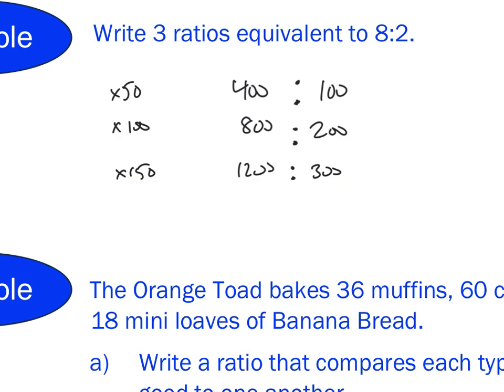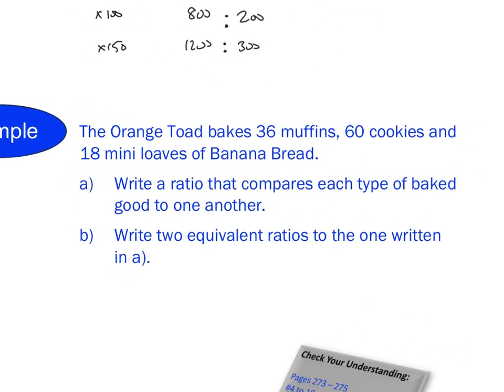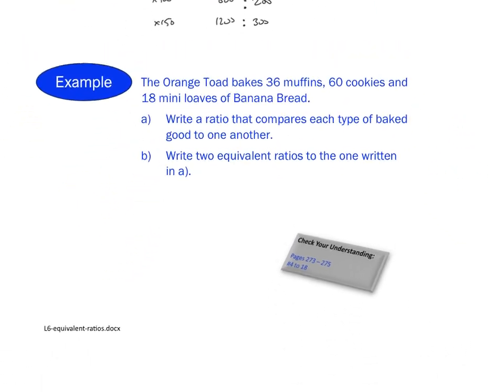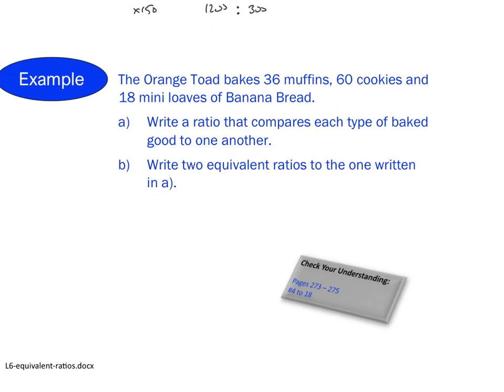Now we're going to do one more problem, and then I'm going to get you your practice questions. So, the orange toad bakes 36 muffins, 60 cookies, and 18 mini loaves of banana bread. Write a ratio that compares each type of baked good to one another. What do you got for me?